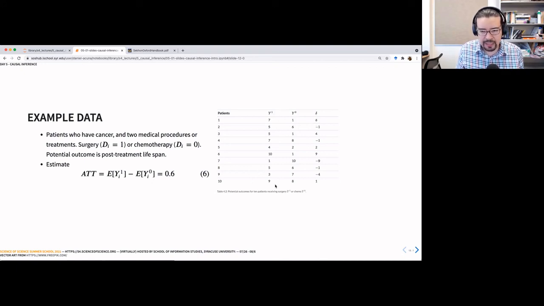So we have the full data set here. Somehow we are God and we can see both outcomes of the world. If we take the average of this minus this, it's 0.6 years. So the average treatment effect is 0.6 years.